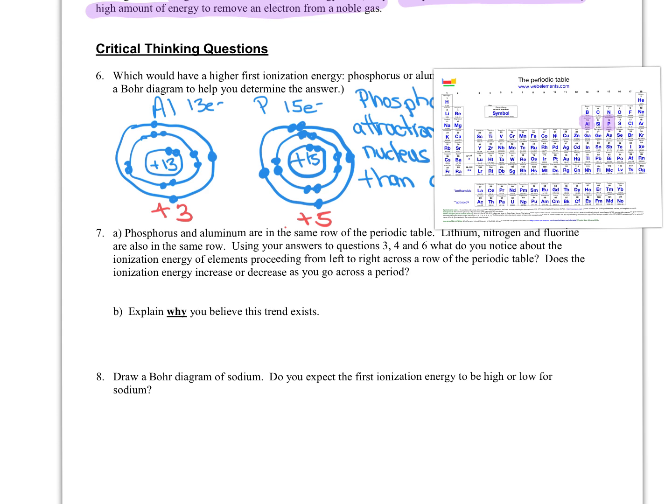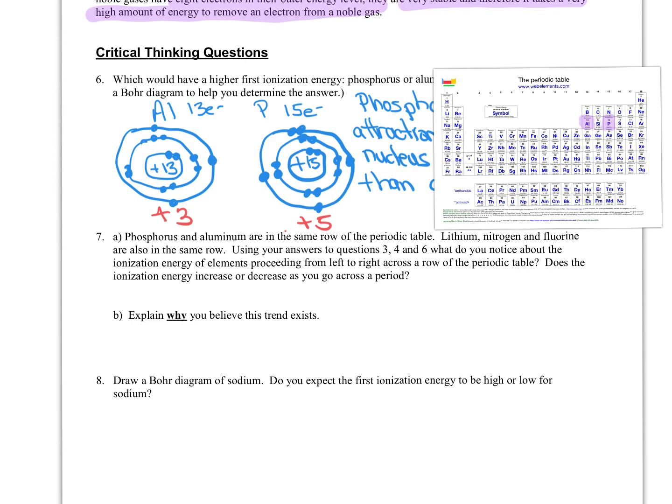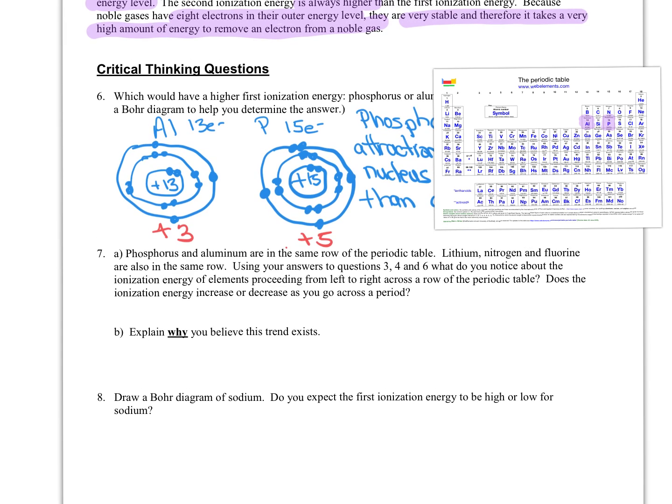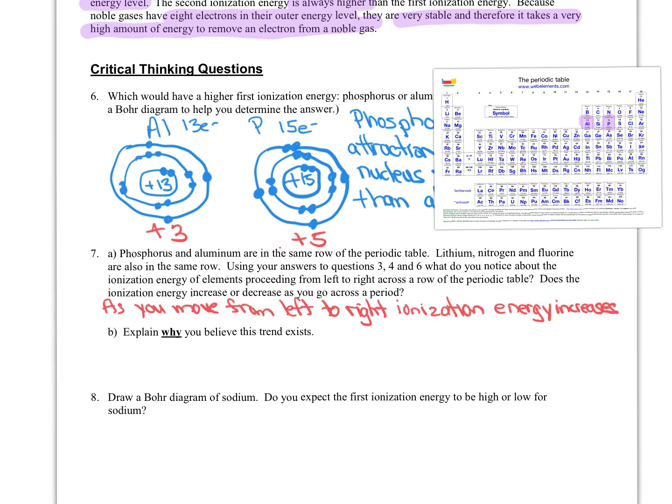All right, number 7. Phosphorus and aluminum are in the same row of the periodic table. Lithium, nitrogen, and fluorine are also in the same row. Using your answers to questions 3, 4, and 6, what do you notice about the ionization energy of elements proceeding from left to right across a row of the periodic table? Does the ionization energy increase or decrease as you go across a period?